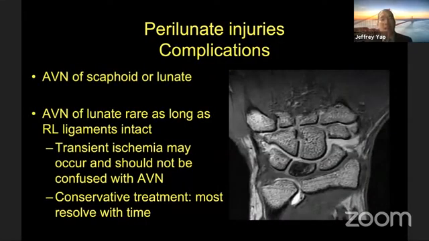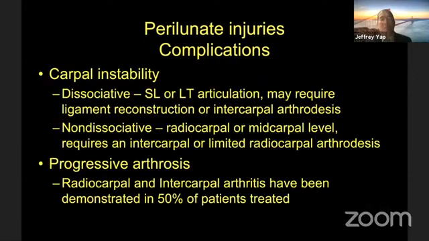Often you'll see MRI or radiographic evidence of concern for avascular necrosis of the scaphoid or lunate, but avascular necrosis itself is relatively rare as long as the radiolunate ligaments remain intact, because they will continue to provide vascularity to the lunate. But you may see transient ischemia, and this can be confused with AVN on the MRI. So typically conservative treatment, most of the time this resolves over time.